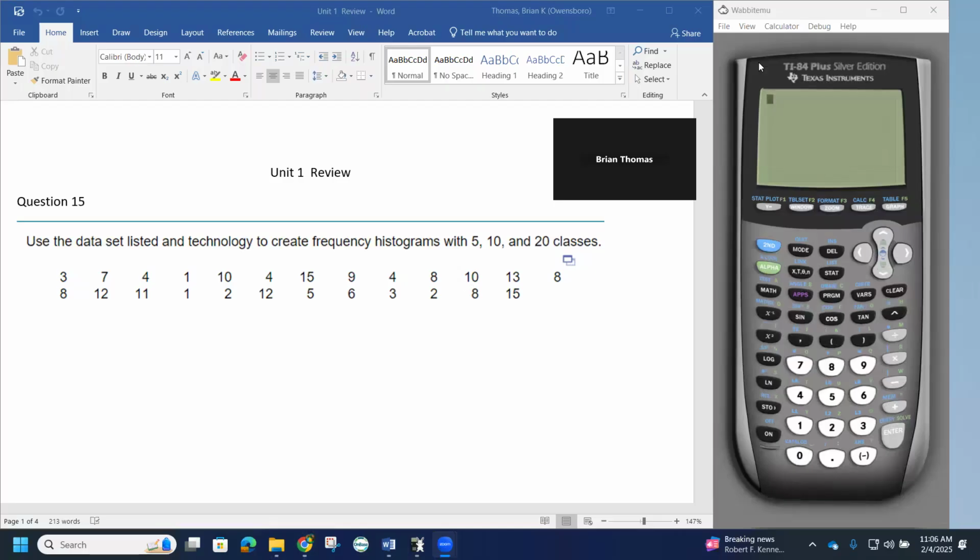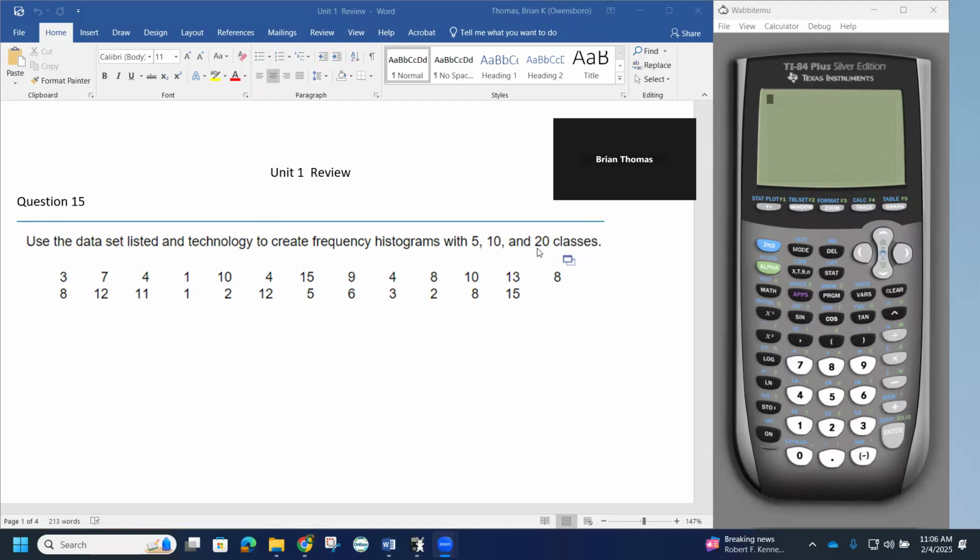I wouldn't mind doing a few questions in the unit review. This is question 15 in the unit one review. Some of these can be complicated without technology, so let's look at this first question here. Use the data listed in technology to create frequency histograms with 5, 10, and 20 classes.